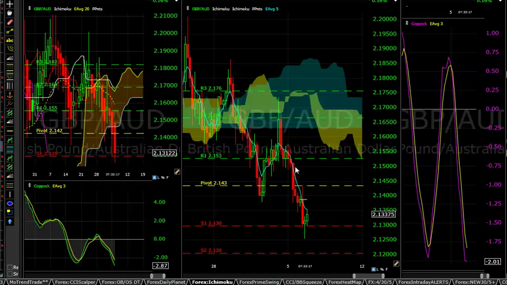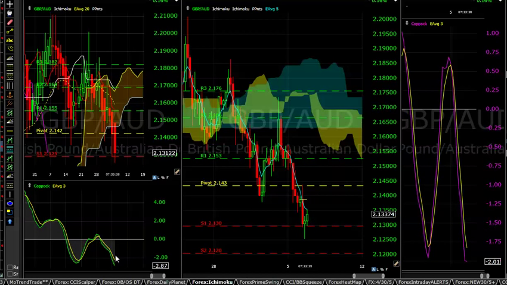So this pair, the British pound versus the Aussie, offers a little bit more volatility and therefore a little bit more opportunity if you are a day trader. Now currently, as I mentioned, we have had a push back up here on the 4-hour chart, so this is setting up for a possible retracement back down, in my opinion.